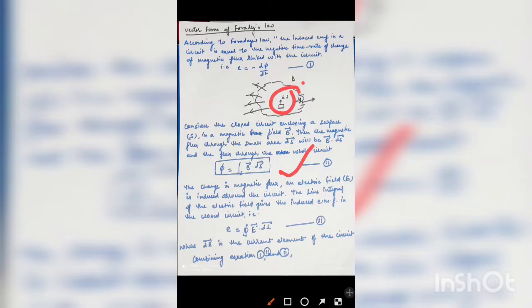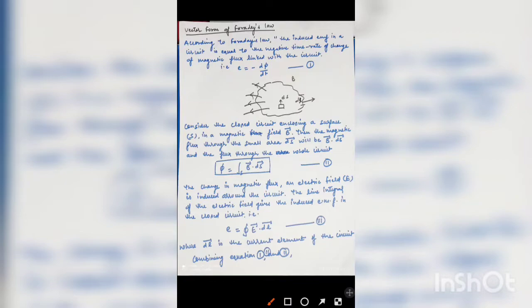With the change in magnetic flux, an electric field is induced around the circuit. The line integral of the electric field gives the induced EMF. The EMF in the whole circuit is e equal to line integral of E dot dl, where dl is the current element of the circuit.